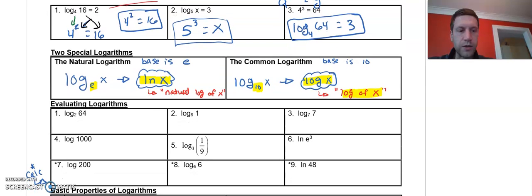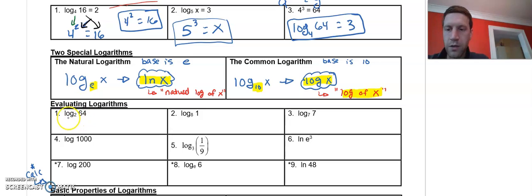So let's evaluate some logarithms. Okay, so here's how we can evaluate logs. If I have log base 2 of 64, I want to see what that's equal to. I want to find the value of that.